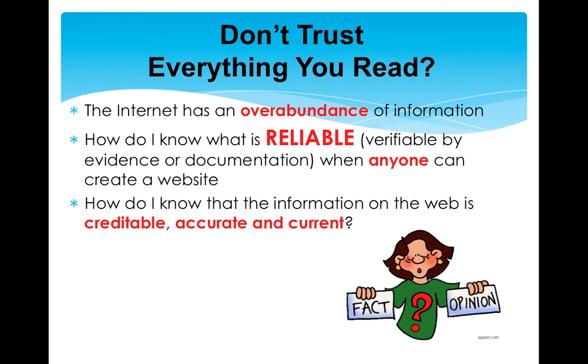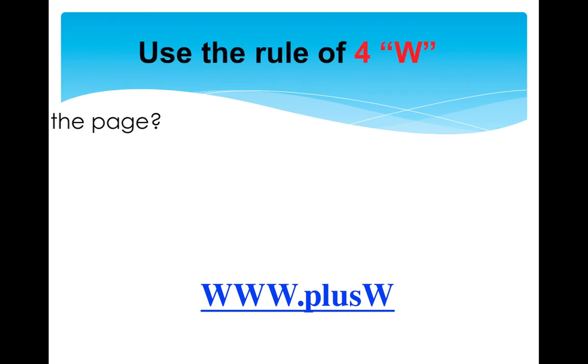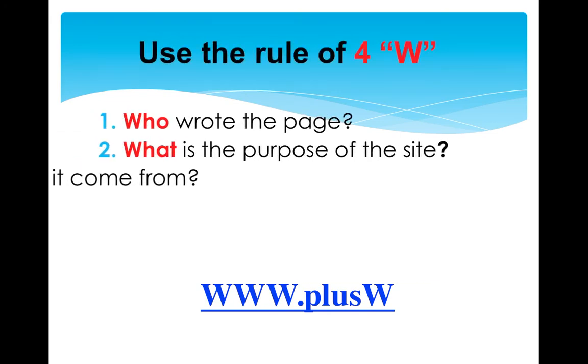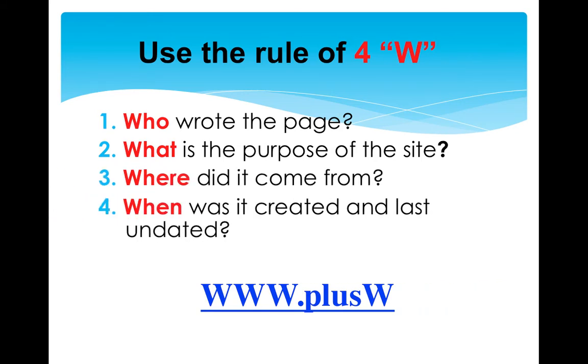So how do we know which sources are credible, accurate, and current? Notice all the little animations and transitions. So we have the rule of 4 W's. You've probably heard of these before, but there's usually 5. We're doing 4. Who, what, where, and when. Who wrote the page? What is the purpose of the site? Where did it come from? When was it created and last updated?